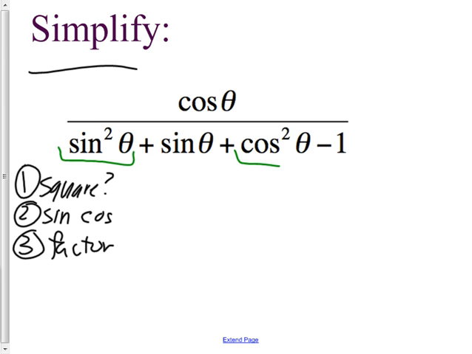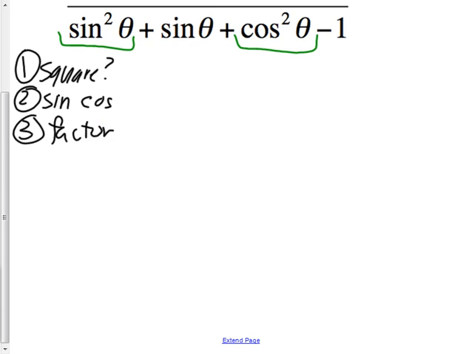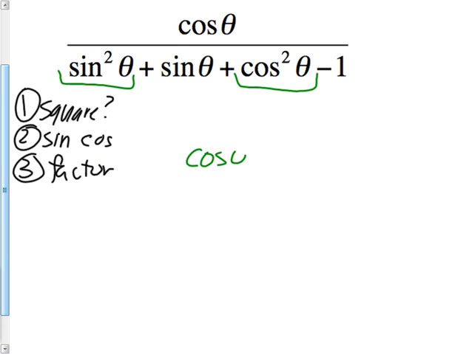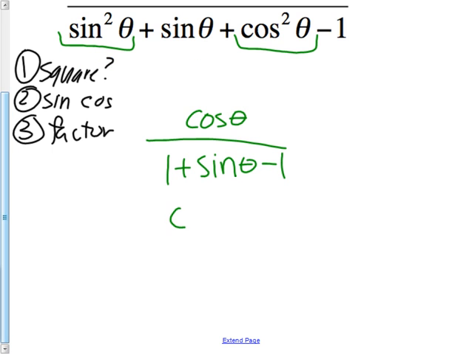Yes. What is sine squared plus cosine squared? 1. So then I get that cosine of theta is equal to 1 plus sine theta minus 1. Yep, then the 1s cancel. So then I get cosine over sine, which is equal to cotangent.